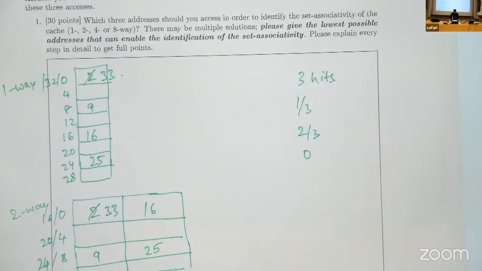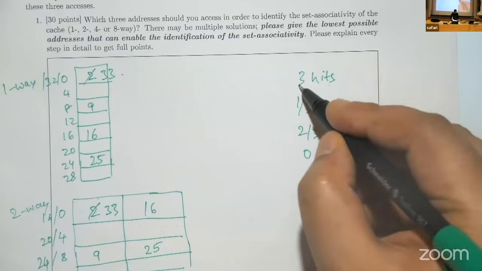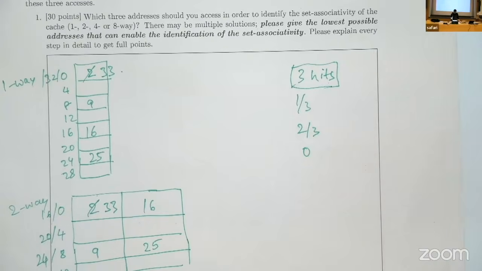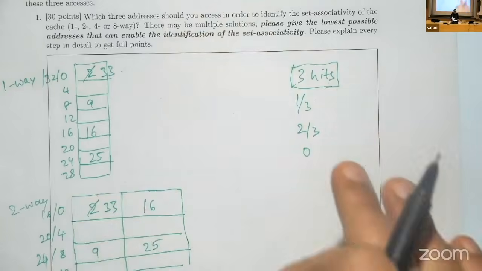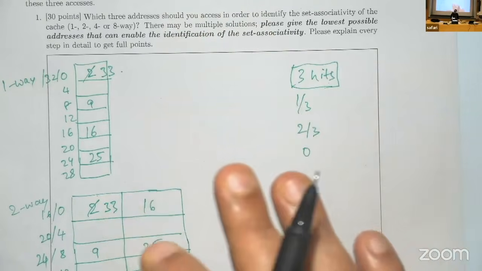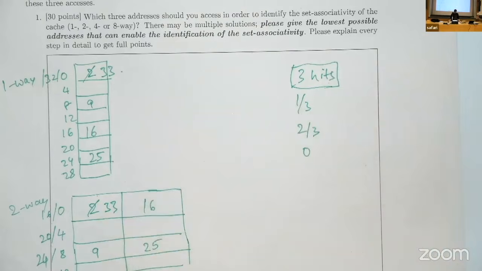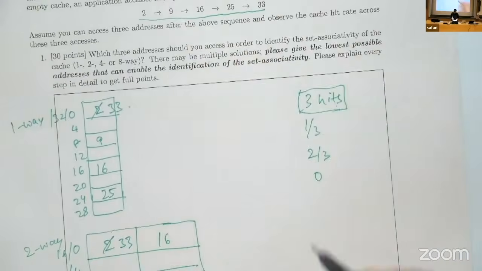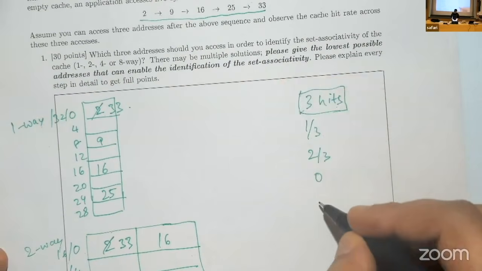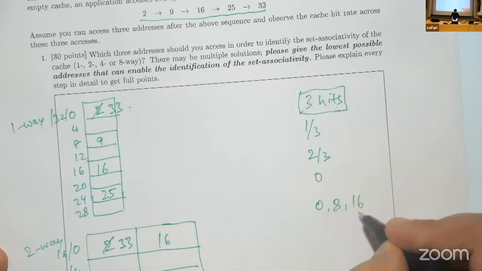And considering that you need to have 3 hits in one of the associativities, the trick is to find 3 addresses which are already accessed in the initial 5 addresses that the application accessed, so that you will always have a hit. So we'll start with, let's say, 2, 9, and 16, or basically the starting addresses of these blocks, 0, 8, and 16.